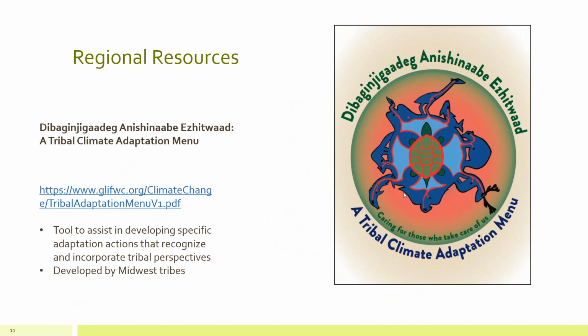As Noah mentioned, this is the Tribal Climate Adaptation Menu. This was only released, I believe, in the last year. I've participated in some webinars learning more about it. I think this is a very thoughtful document that was developed by tribal folks and folks from tribal organizations in the Midwest. It's a tool to assist in developing specific adaptation actions that recognize and incorporate tribal perspectives. I really like it because it gives higher-level and more detailed ideas for the kinds of adaptation actions tribes might consider. And a lot of it's relationship based.